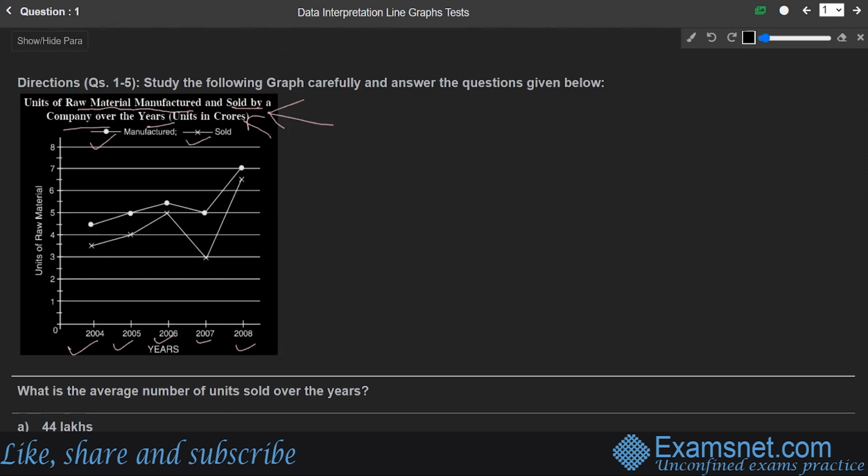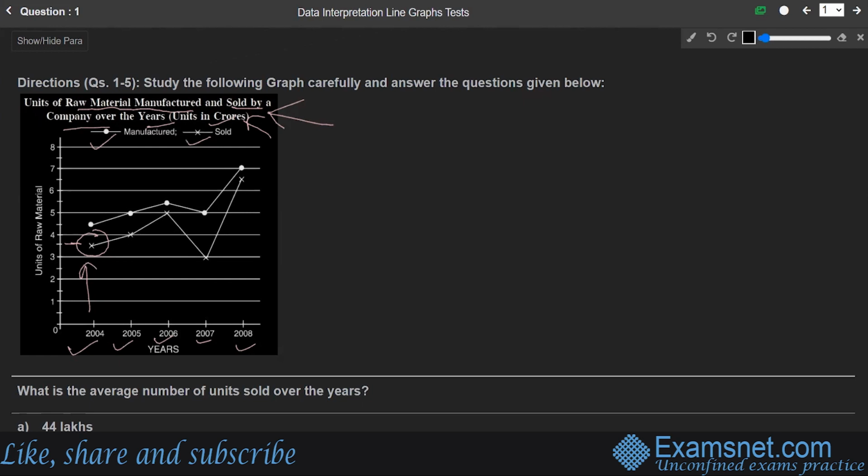Just to understand, let's take an example. Let's say for 2004, the total raw material sold will be represented by a cross. So the total raw material sold will be represented by 3.5. Because it is between 3 and 4, it has to be represented by 3.5, and the unit is in crore rupees. So for 2004, the raw material sold is 3.5 crores. So that is the right value.